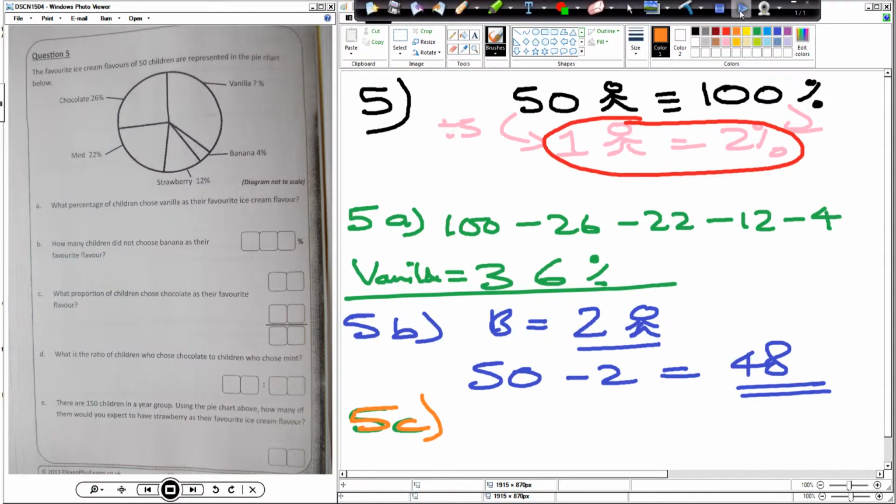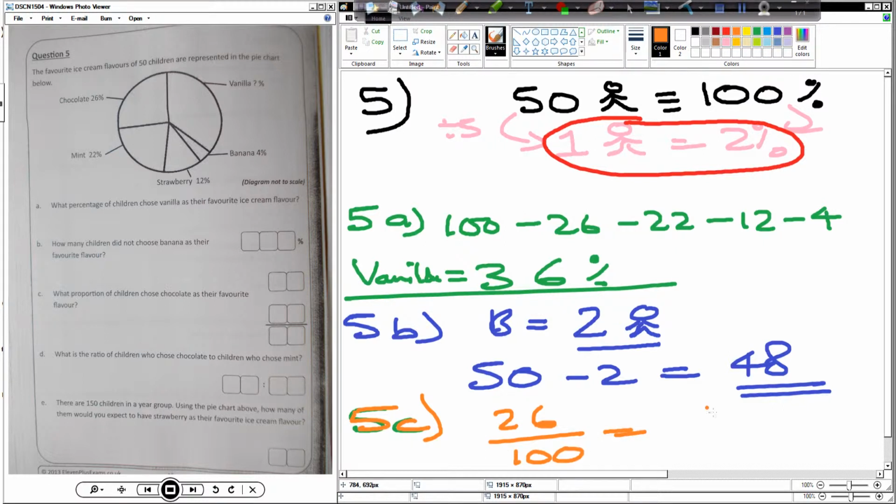Okay, question 5c. What proportion of children chose chocolate as their favorite flavor? So we have 26%. Okay, what proportion of children? So they want to know in terms of, okay. So we have 26 out of 100. 26% is 26 out of 100. And if we cancel 26% down, keep as a fraction, that gives us 13 over 50.